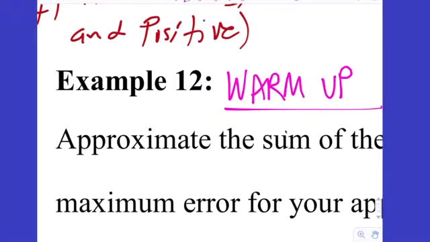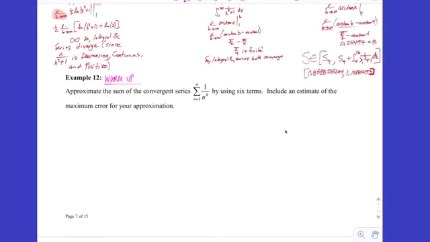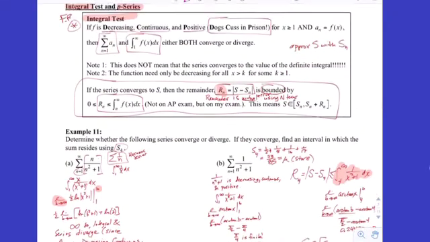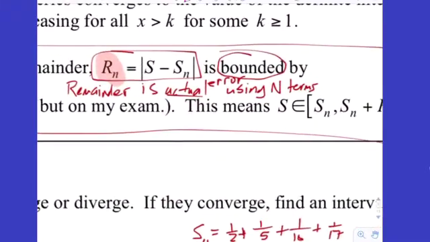So example 12 is saying to approximate the sum of the convergent series by using 6 terms, include an estimate of your maximum error. So what we're doing is the integral test, and the integral test has, again, this idea of the error bound. We can't find the actual sum, but we can find an upper bound or a limit to what the error is.